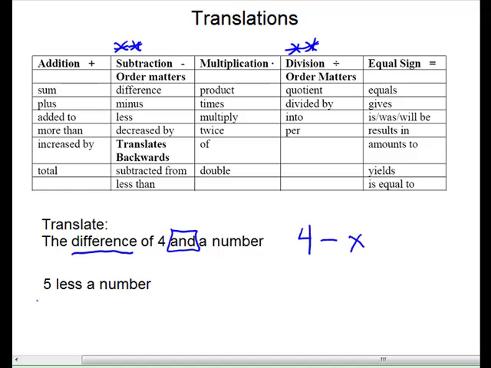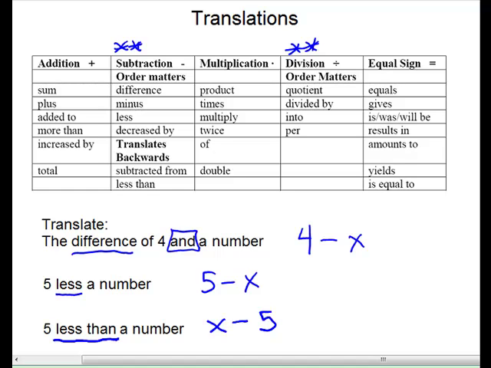Another example. 5 less a number. As we just have the word less here, it is not less than. Less translates in order, so it's going to be 5 minus x. Must be in this order. For this example, 5 less than a number is also subtract. This is one of the two that goes backwards. So less than will go backwards. The 5 is what you want to take away, so it means subtract. But you're taking away 5 from the number. You have to just remember that less than goes backwards.